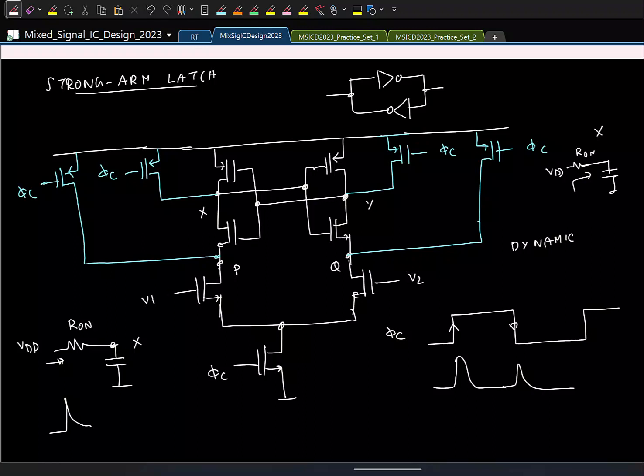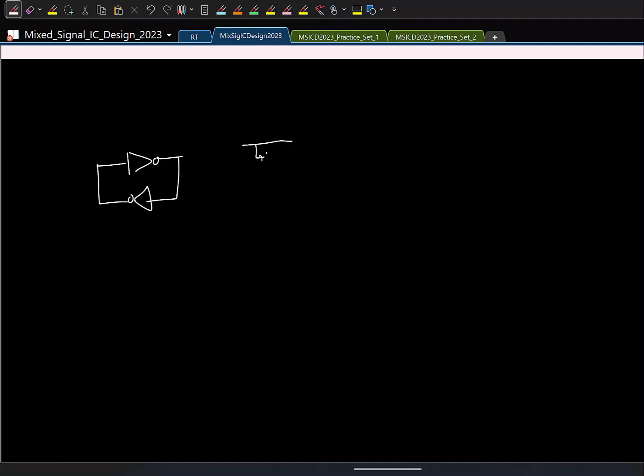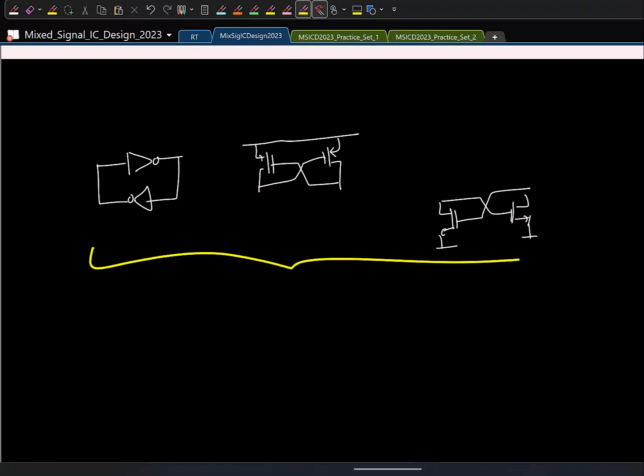And at the heart of them, you will always find either a cross-coupled CMOS inverter like this, or a cross-coupled PMOS transistor, or a cross-coupled NMOS. You'll have either of these. And the goal of all these is to emulate the negative resistance to get the regeneration in exponential fashion. So at the heart of all comparators, you'll find one of these regenerative structures. And in general, these structures are called regenerative latches.